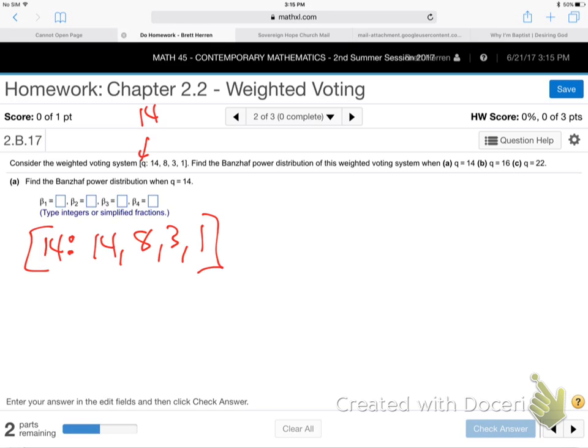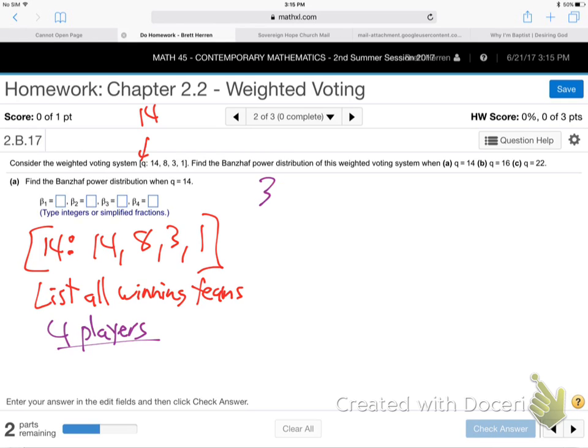Now, how do you do that? What's the first thing you do? You list all winning teams. Just the winners, right? Just all winning teams. And you've got to do that very thoroughly. You can't miss any. So use the system. List all the 4-player teams, and then list all the 3-player teams, and all the 2-player, etc.